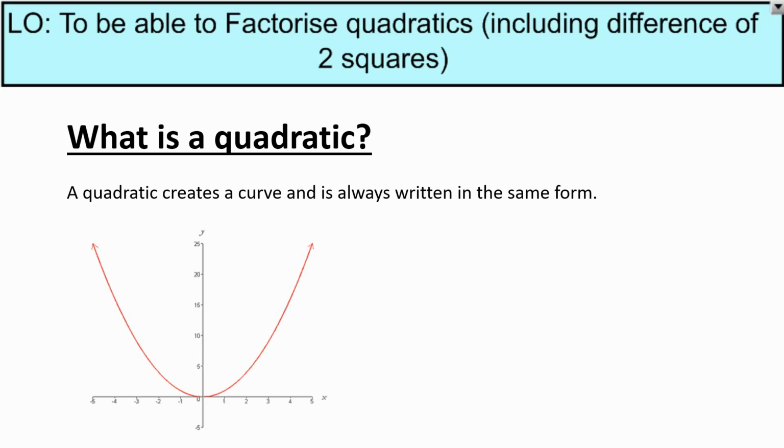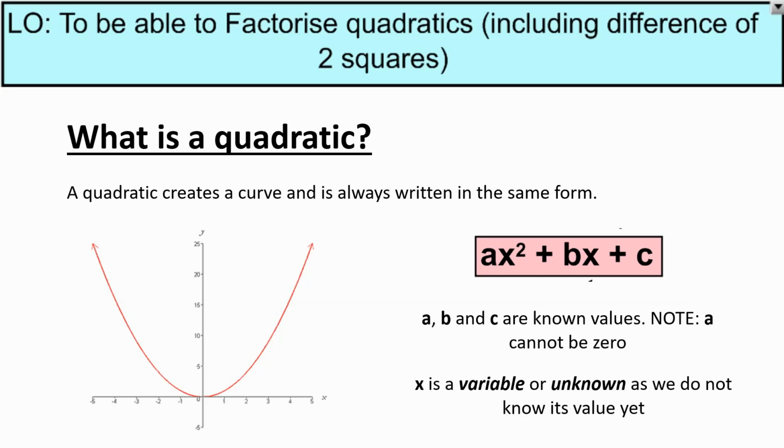I think it's just the x squared. Yep, that's just y equals x squared. It's an equation that's in the form of this, so ax squared plus bx plus c. A, b and c can be any number we want. If a is 0, then the x squared disappears. It's not a quadratic, so we don't want a to be 0.